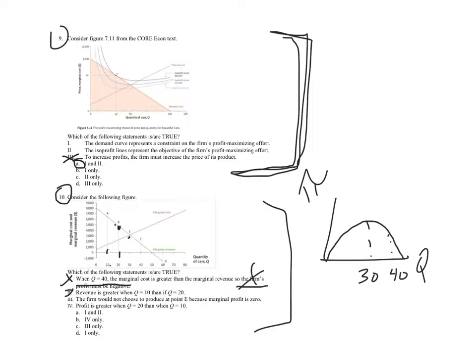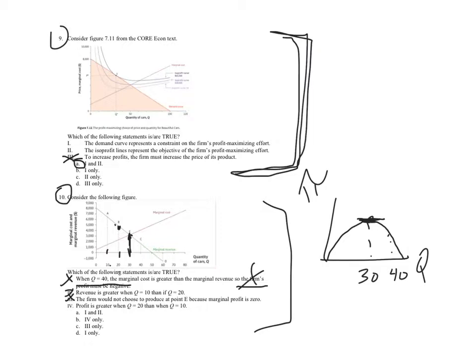The firm would not choose to produce at point E because marginal profit is 0. It's true that marginal profit is 0, but it doesn't follow that the firm wouldn't choose there. It's actually this point right here. The slope of the profit function is 0. The marginal profit is the slope of that function, but that's their maximum, so that's exactly where they want to produce. So 3 is out. Boy, 4 better be right or we're out of answers.